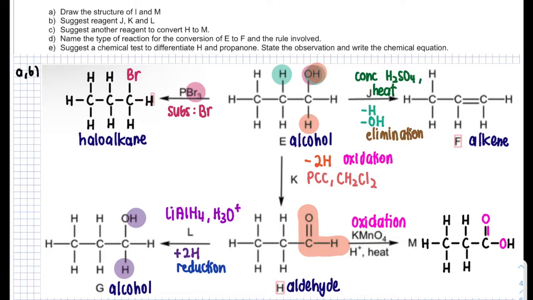Reduction, where we add 2 hydrogen. So, the reagent we can use is lithium aluminium hydride, and we need acid, H3O+. Okay, we can also use NaBH4, but NaBH4 needs methanol, CH3OH. Okay. So, this is our reagent.